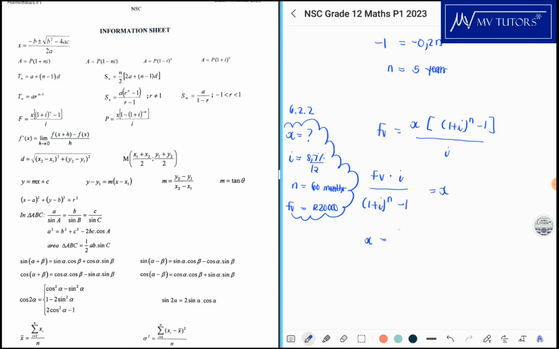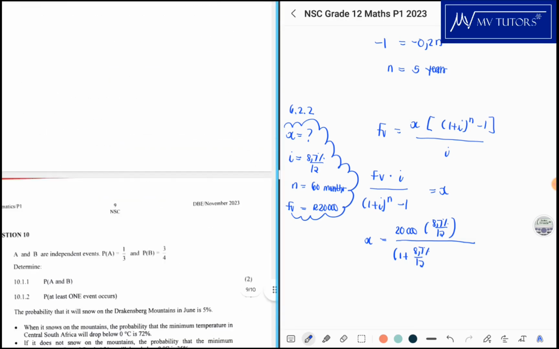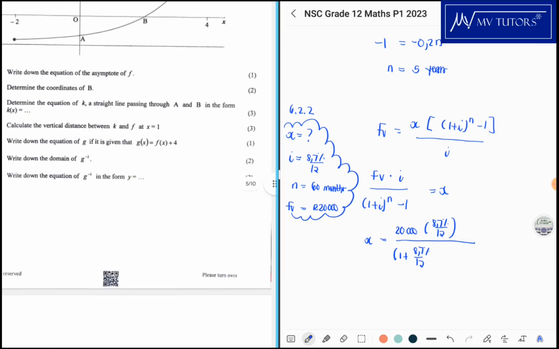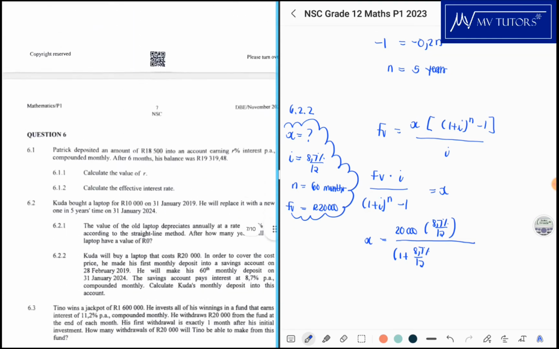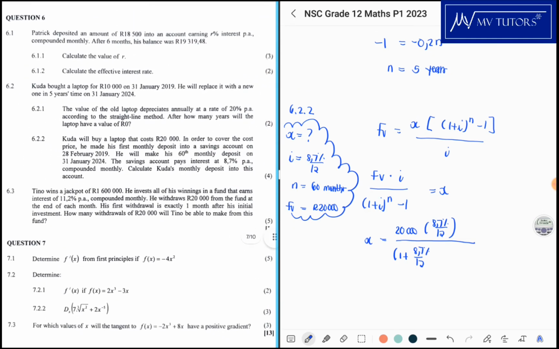So X is equal to the 20,000, and the interest rate is 8.7% divided by 12. And then we're dividing all of this by 1 plus 8.7% divided by 12. Let me just go back to the question. This 8.7% looks like the previous question we did. Yes, we are dealing with 8.7%. And that's to the power 60, and we are subtracting 1.